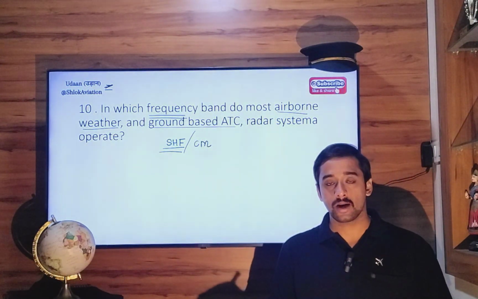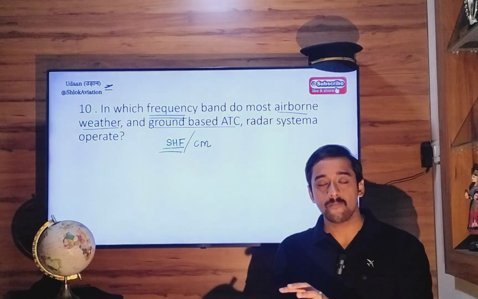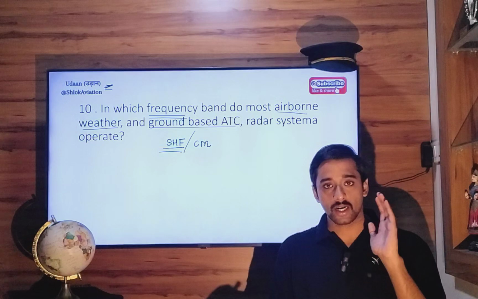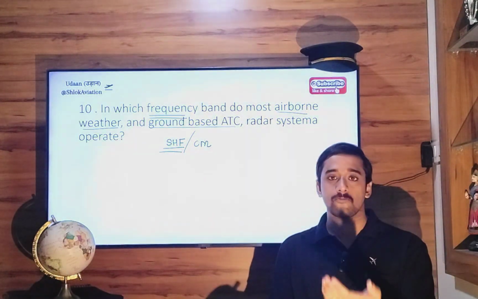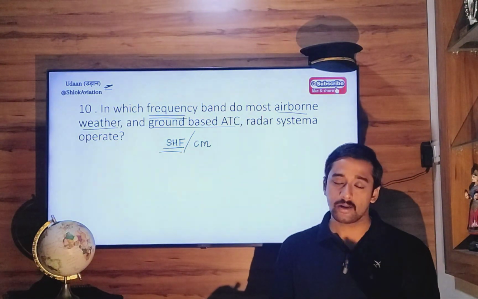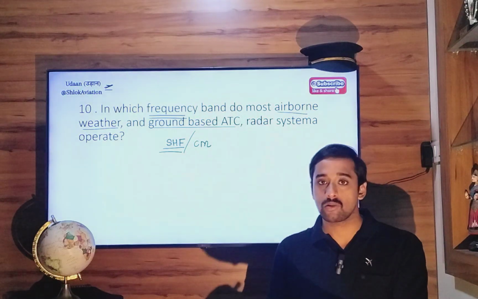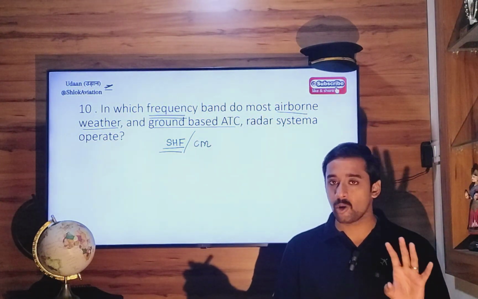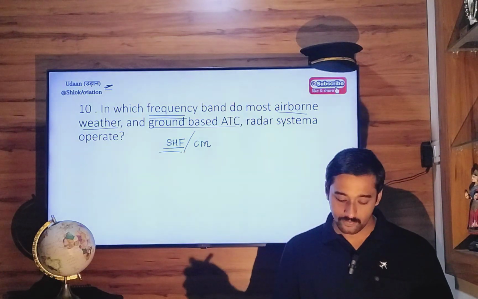Basically, all instruments working on primary radar will have frequencies starting from the ultra high frequency band. Starting from that band, it can use frequencies from the UHF band, SHF band, extremely high frequency band, depends. But this is the general super high frequency for airborne weather radar and ATC radar.